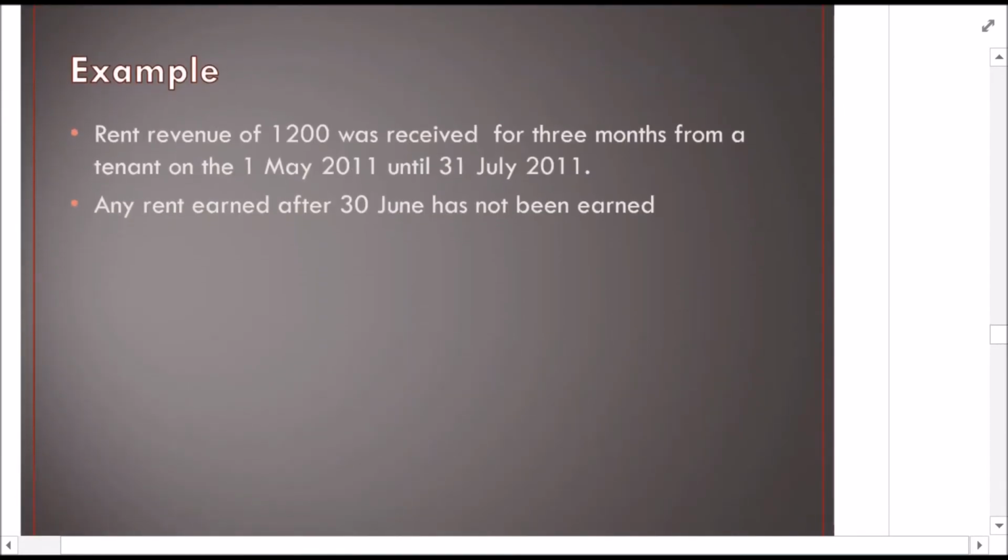So I'll depict this in a timeline. This one I'll start here, 3 months. So we've got May, June, July. End of financial year falls right there. So what we need to do, we've been paid $1,200 for the whole time there. We need to work out how much of it belongs in this financial year and how much in that financial year. So we've got 3 months.